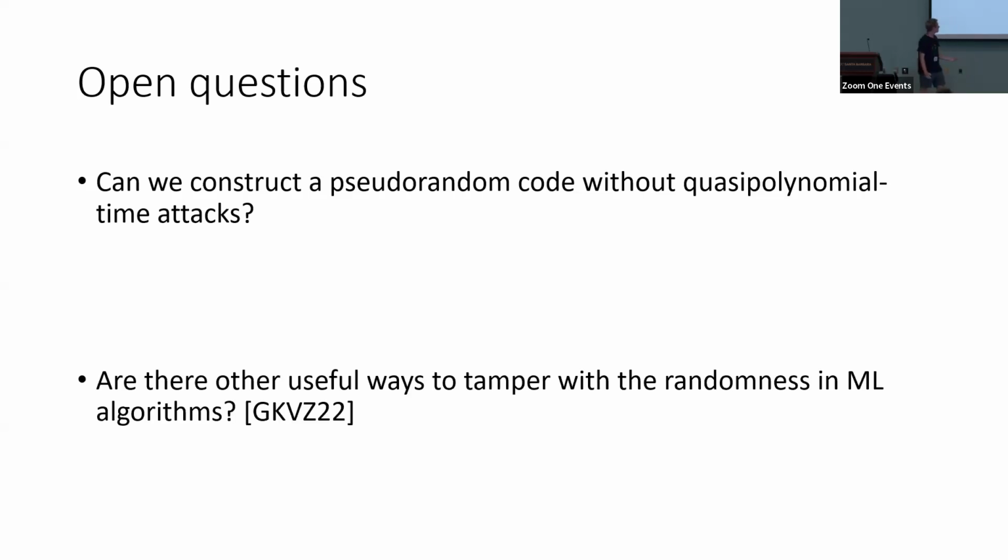And finally, are there other useful ways to tamper with the randomness used in machine learning algorithms? I think it's an interesting way you can get cryptography in machine learning. One example of this is this undetectable backdoors paper, where they also do this kind of thing. But there are very few examples of this. I think that there should be room for more. So that's it.